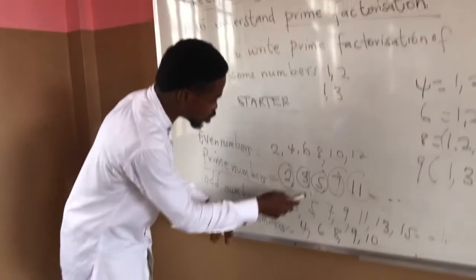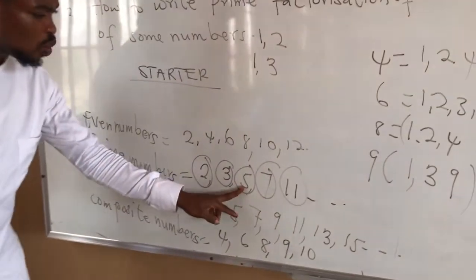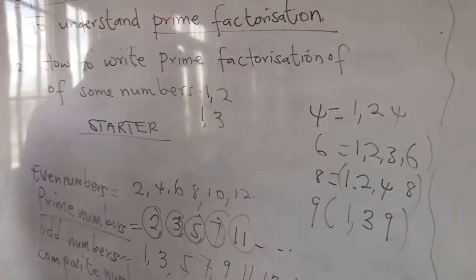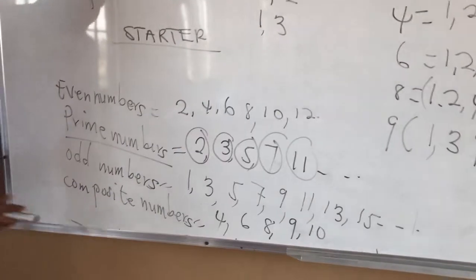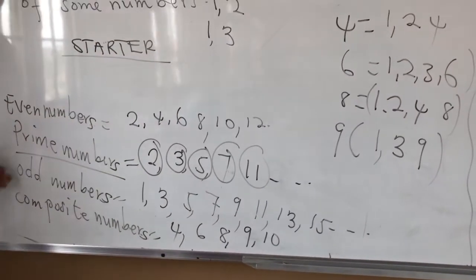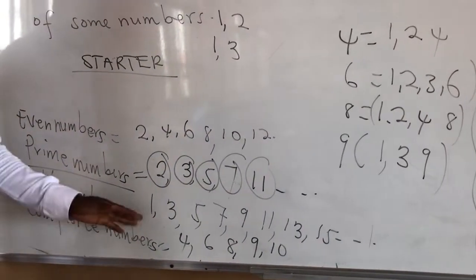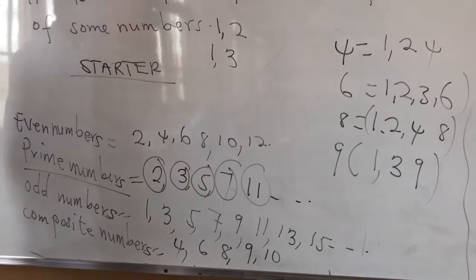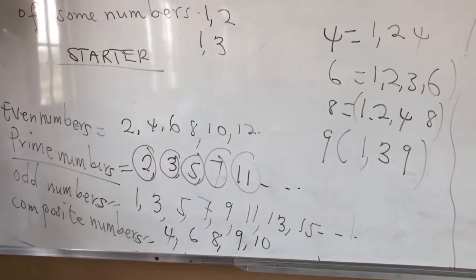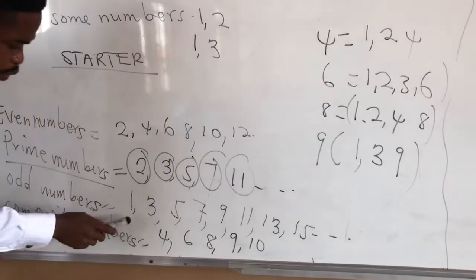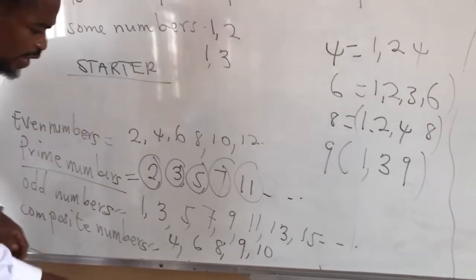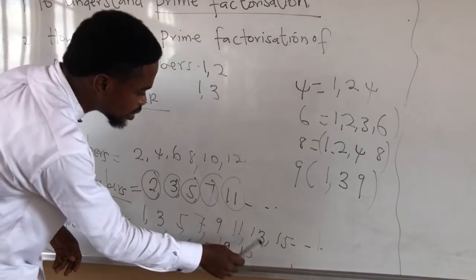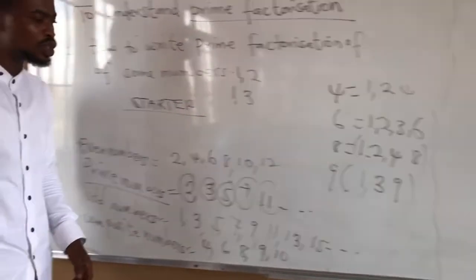So let's move on to 5. 5 also has one factor and itself. 7, 11, and so forth. The next one is odd numbers. What are odd numbers? Odd numbers are numbers that cannot be divided exactly by 2. There will be a remainder. That is why they are called odd numbers. For example, 1, 3, 5, 7, 9, 11, 13, 15, and so forth.